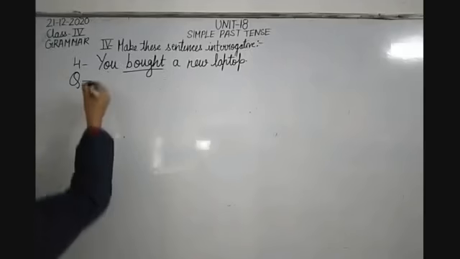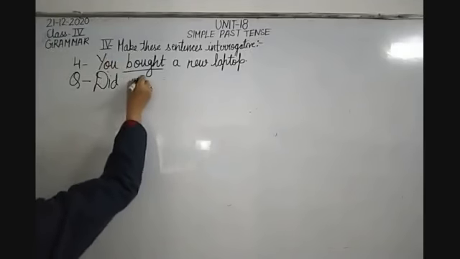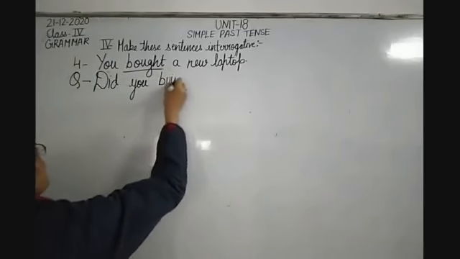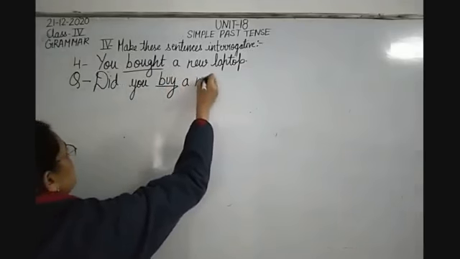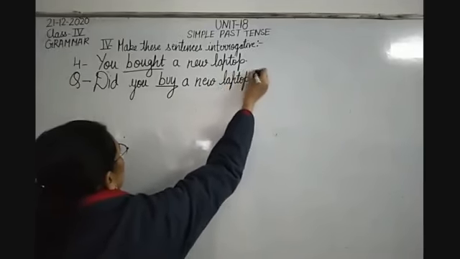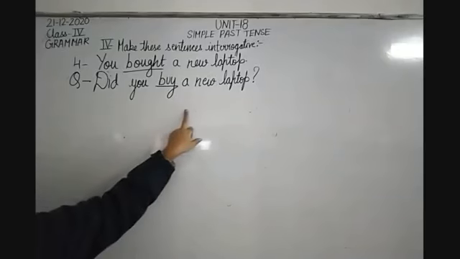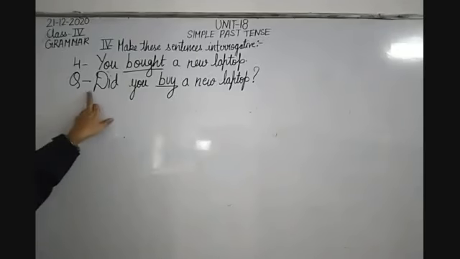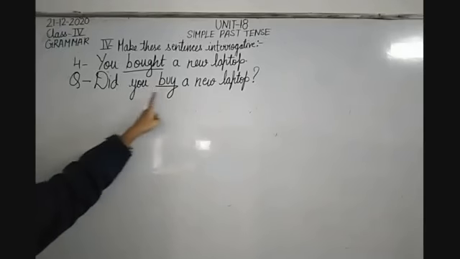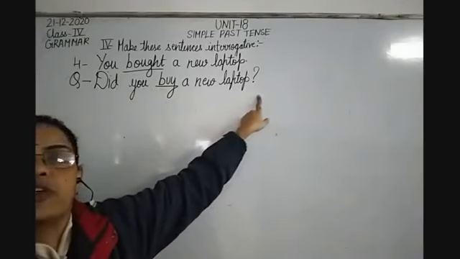So now our question will start with did. You is the subject. The Y of you will become small. Did you buy, underline it, a new laptop, and at the end question mark. So, did you buy a new laptop? What did you do? You started with did, brought the verb to its root form, and after did the remaining sentence as it is with the root form of the verb, and at the end question mark.